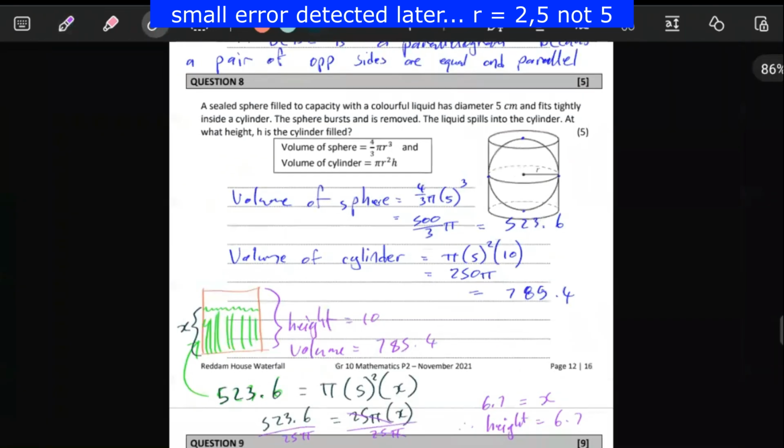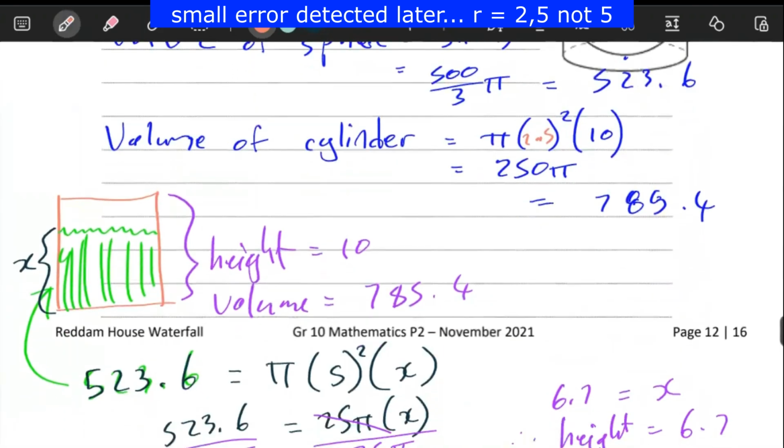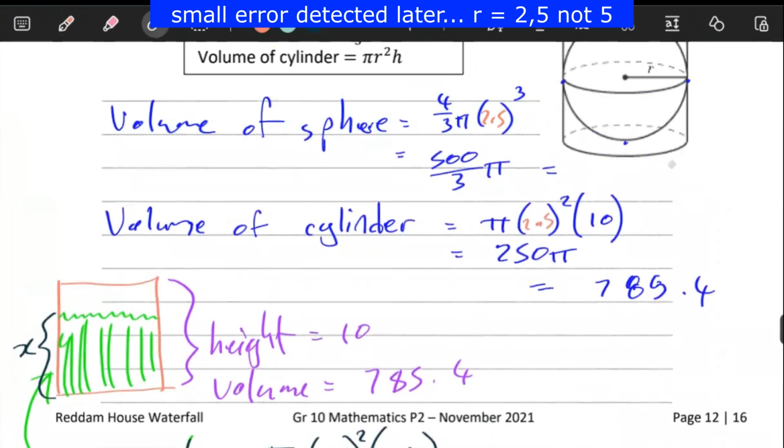So I just have to change this to half, which is 2.5. I have to change this to half, which is 2.5. And then let's change this value here and this value here. So let's see what that's going to be. This is going to give us 65.4. And then what is my height for the cylinder here? Shift pi, 2.5 squared times the 10, no, times the 5 in this case.